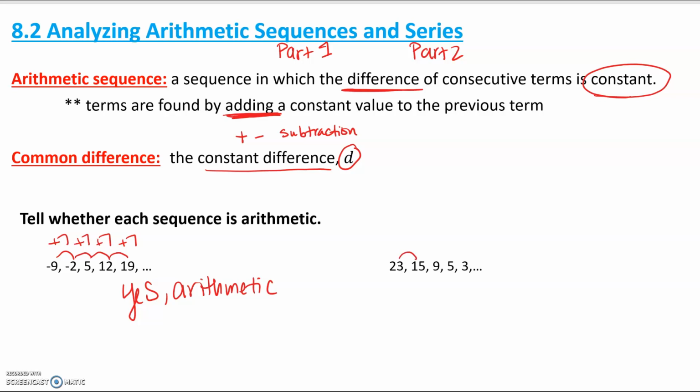Okay, on the next one, remember I'm looking for what it is adding or subtracting by, so my numbers are getting smaller, so I'm thinking this one is subtracting. So I'm subtracting 8, and then 15 to 9, I subtract 6, and then subtract 4, and then subtract 2. So this one is not arithmetic because it is not constant. Okay, so this one is a no.